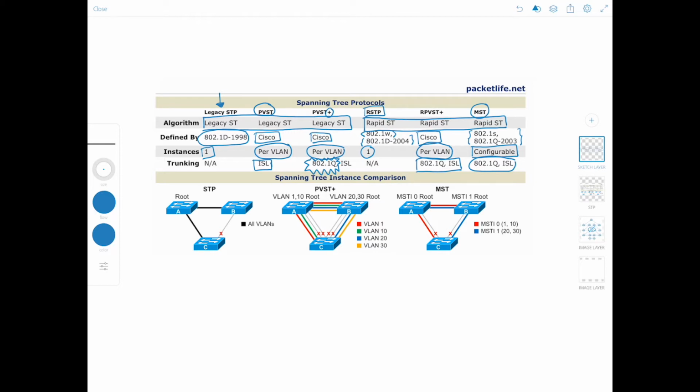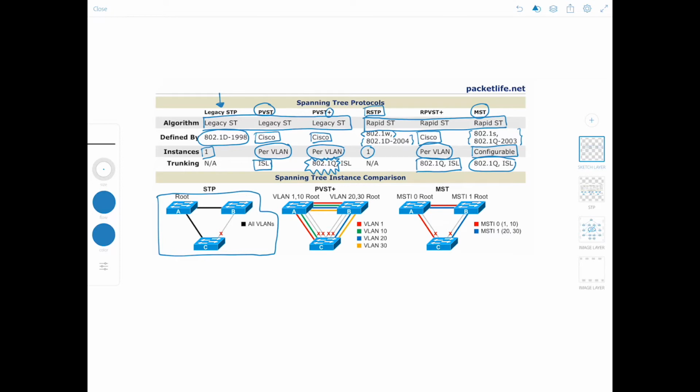And in these nice diagrams below here, you can see the essential differences. So legacy spanning tree supports only one instance. So this is the only topology that you can have. Oh, no, that looks kind of funny now, but we'll let it pass.